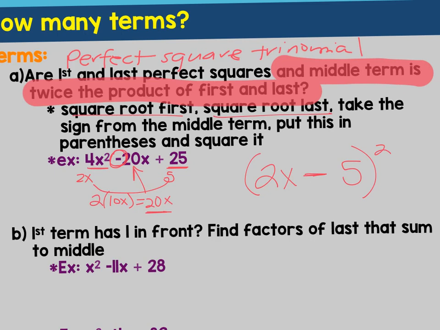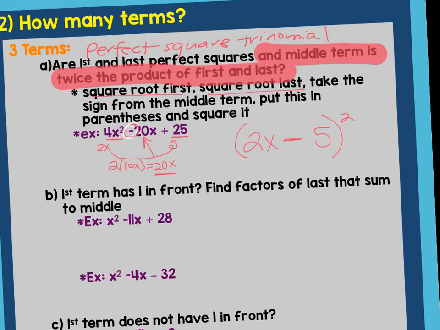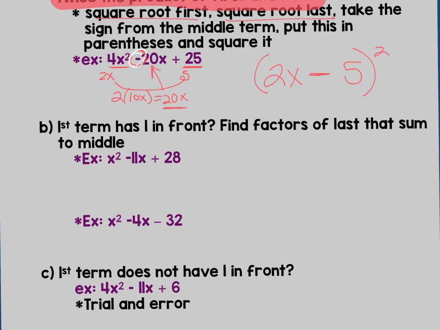So again, if I had expanded that out and foiled it, I should have gotten my question. So those are perfect square trinomials. Square root the first term, square root the last term, take the sign from the middle, put it in parentheses and square it. Questions on that one? So if this had been a plus sign in here, the only difference would be this. Everything else would be the same. Okay, and then I'm going to do B, and then we'll stop and come back to C tomorrow.